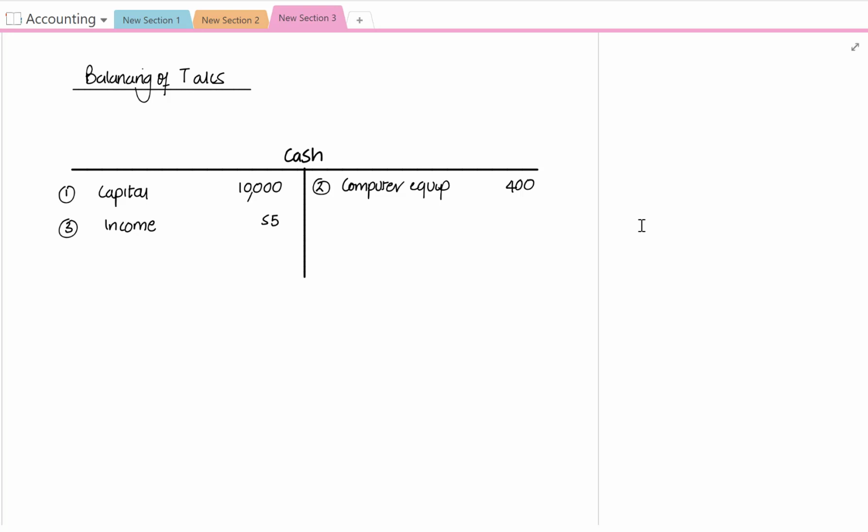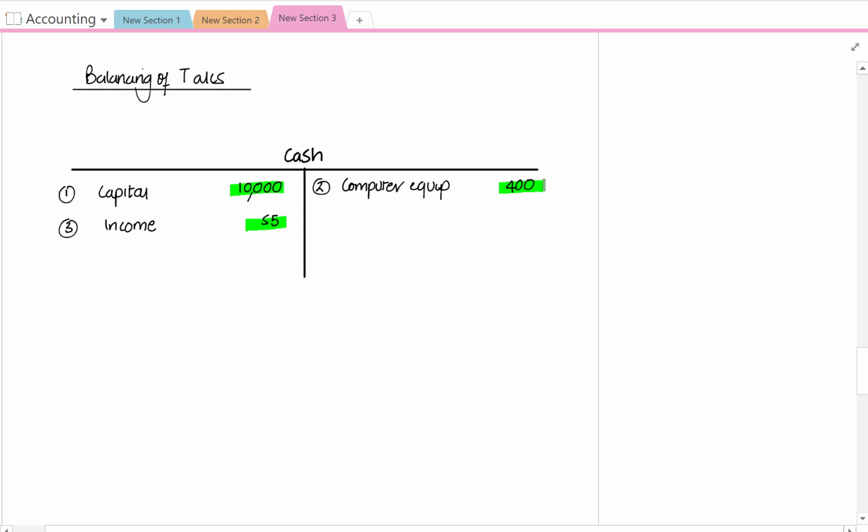Hopefully you've calculated this in your calculator as 9,655. How did we get to that amount? Well, if you think about what has been generated by the business as inflow, we've got the 10,000 and the 55. And we know that as an outflow, the business has spent £400 on buying a laptop. So if we summate the inflows, the 10,000 and the 55, and we deduct from that the outflow, the 400, you do get 9,655. Now that's a relatively straightforward way of deriving the overall cash balance.